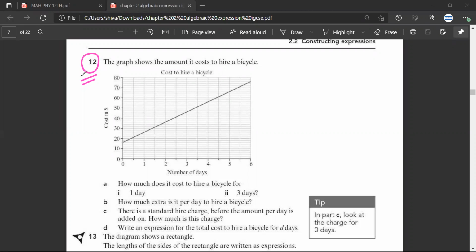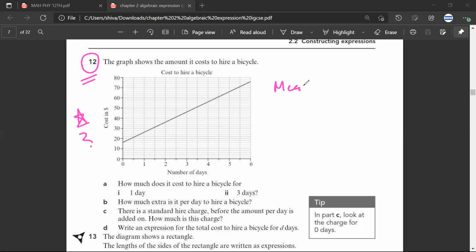Okay. What is the meaning of this graph, Mr. Satya? I didn't understand. Please explain what this graph means.